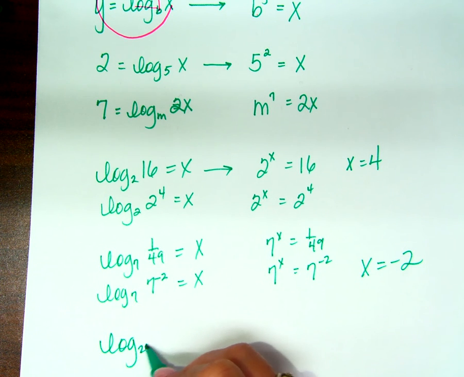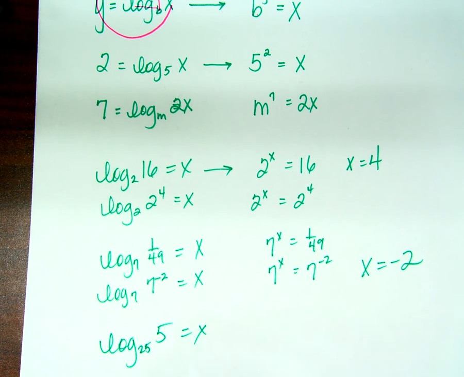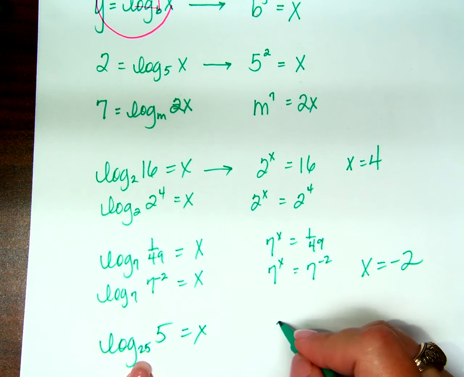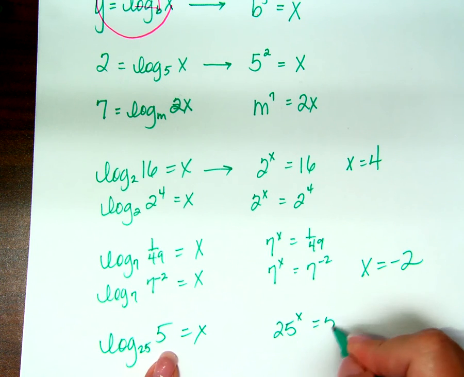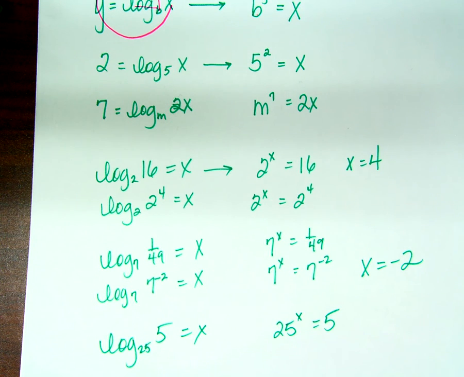Log base 25 of 5 equals x. 25 to the x power equals 5. 25 to what power equals 5? Well, what action can you perform on 25 to make it be 5? You could square root it, right? And you remember that square roots for exponents are fractional exponents. Okay?